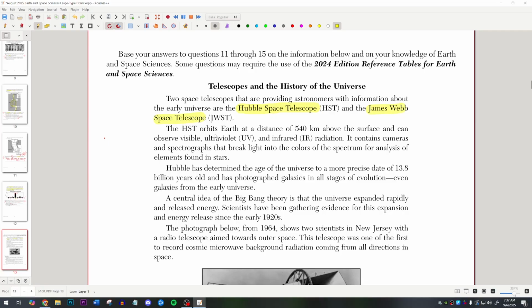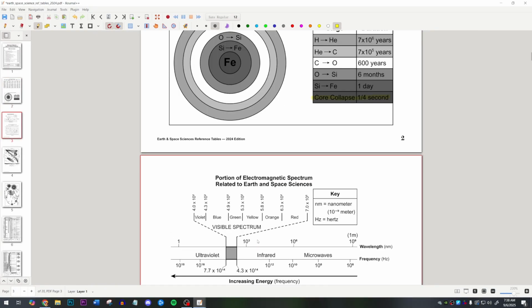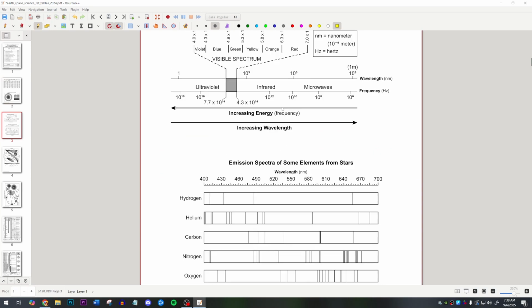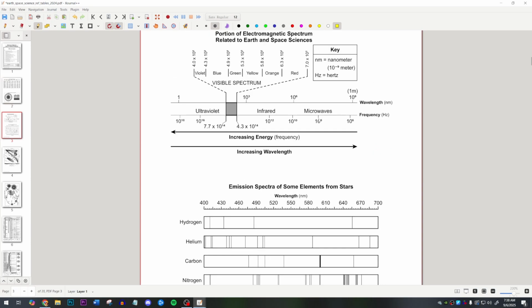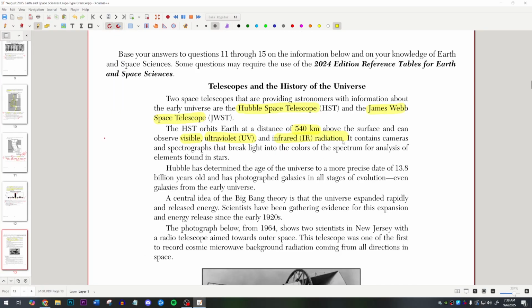I'm guessing the HST orbits Earth at a distance of 540 kilometers and can observe visible, ultraviolet, and infrared radiation. It contains cameras and spectrographs that break light into the colors of the spectrum for analysis of the elements found in stars. I'm just going to stop there and show you that you should be thinking of these charts on the reference table for this. Look, emission spectra, maybe the electromagnetic spectrum, so we might need these, but we'll see.